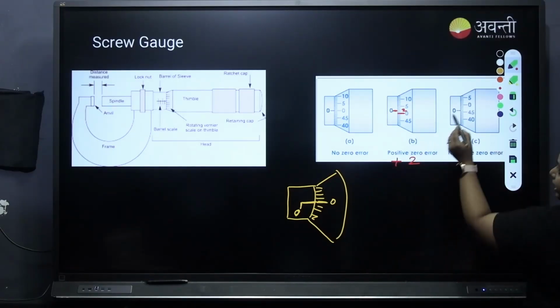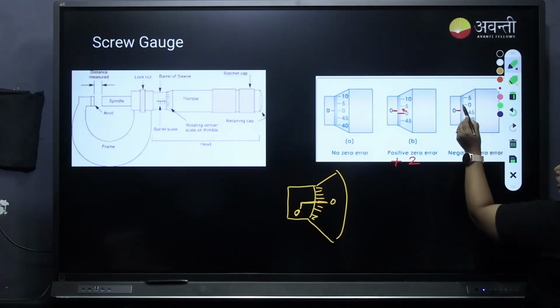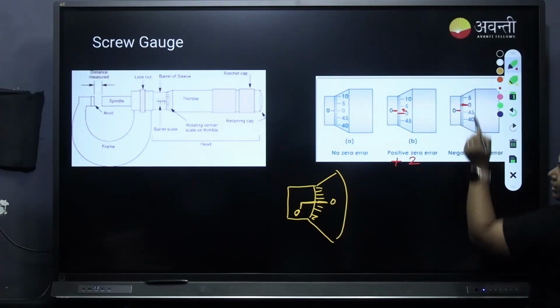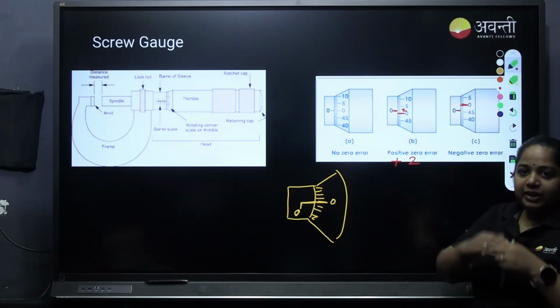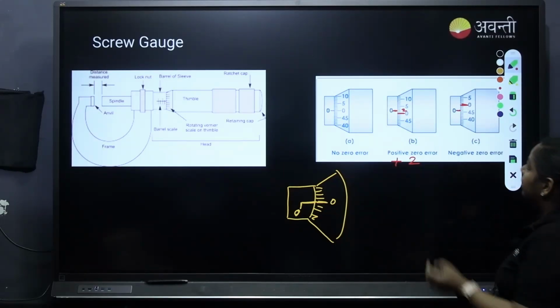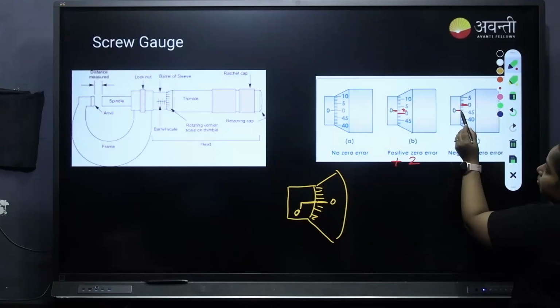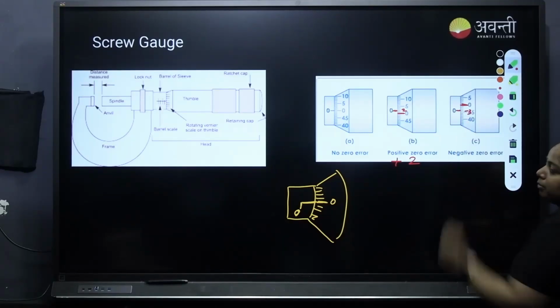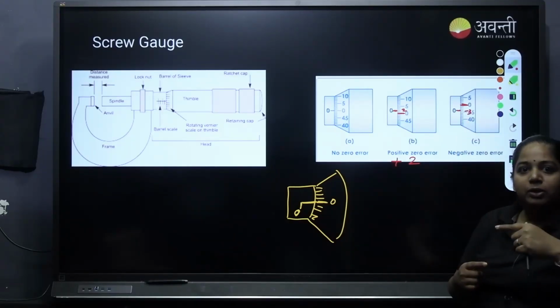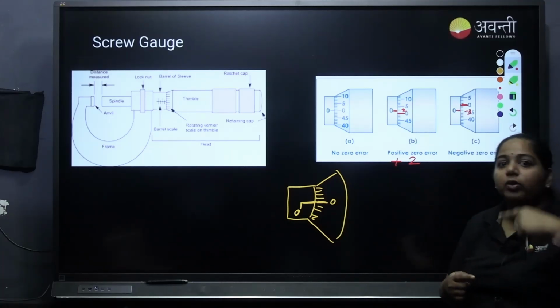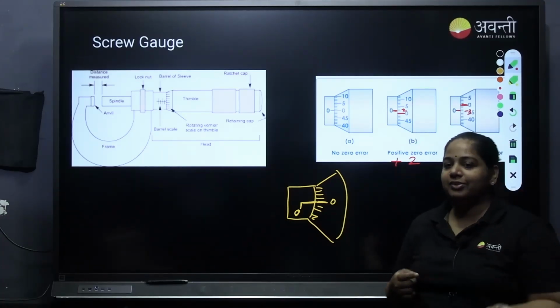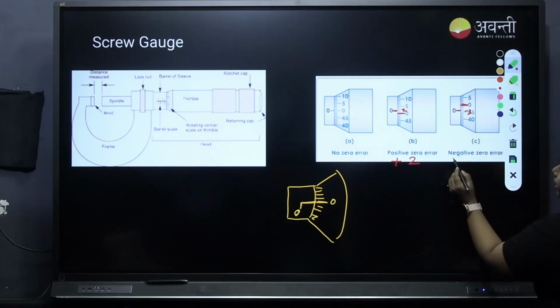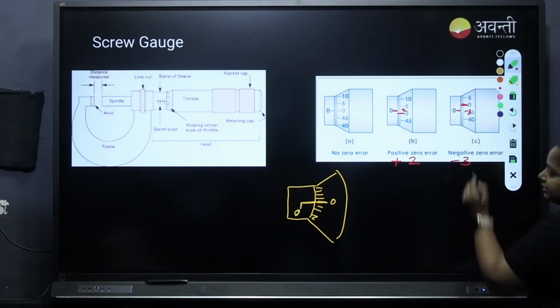Understood? Here this is the 0 of the pitch scale, and this is our circular scale 0. It is above the main pitch scale, which means the readings are -1, -2, -3. If we are going below 0, it will be negative values. If we are going above 0, it will be positive values. That's it. So here the negative zero error is -3.